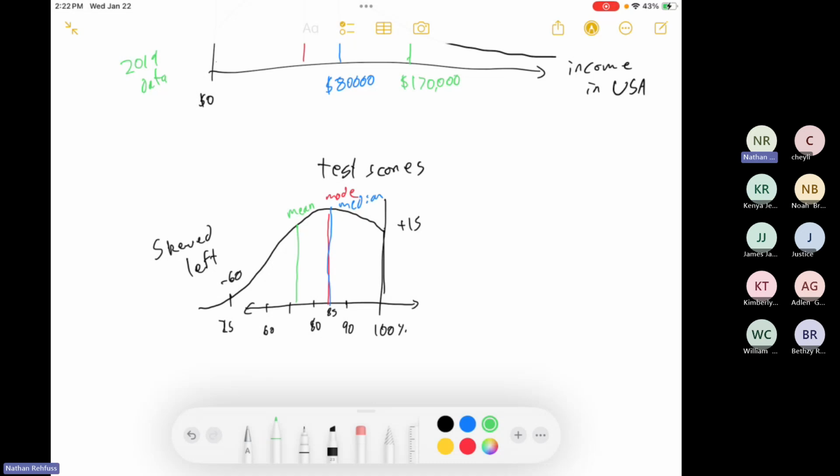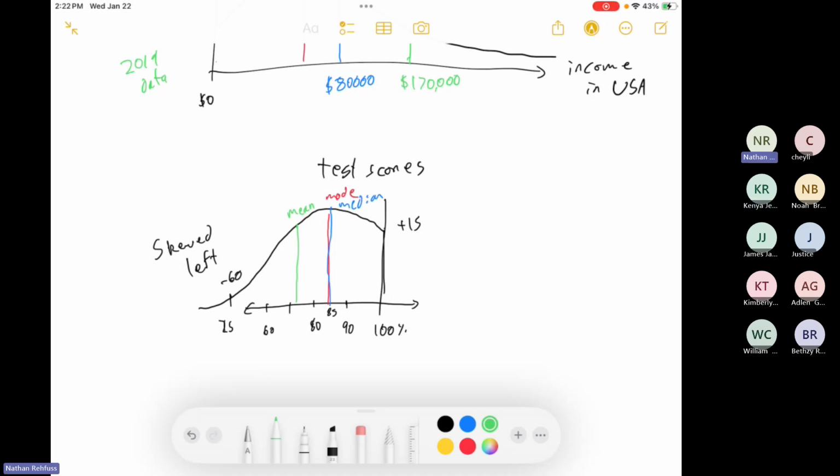And there's other more fancy measures that we'll get to later, talking about quartiles. So instead of what's the middle person have, what does the person at the 25th percentile have? We'll get to that in a little bit. But for now, that's the difference between mean and median.